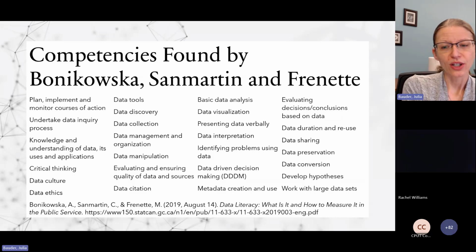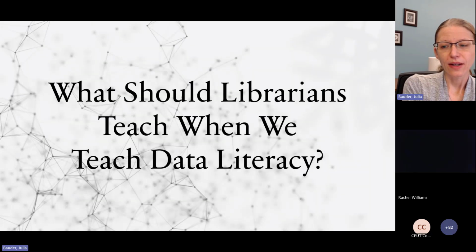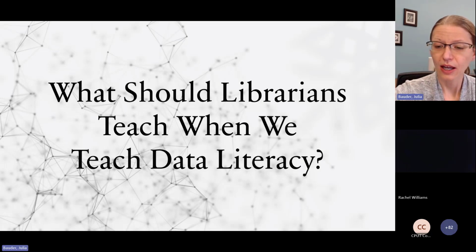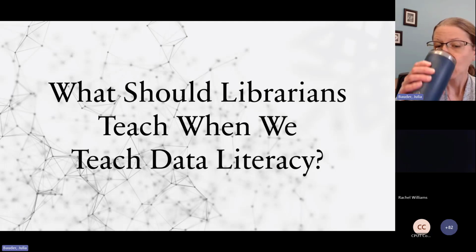But that makes my next question even more important. Given everything that we could teach, what should we teach? Which of these long lists of data literacy competencies that apparently aren't being covered much in disciplinary classes are the most important ones for students to learn and for us to teach? And then how should we teach them?